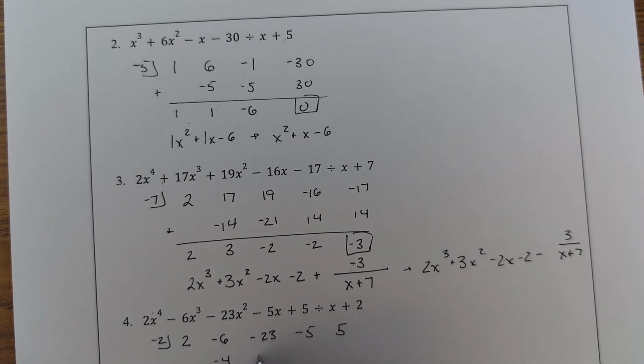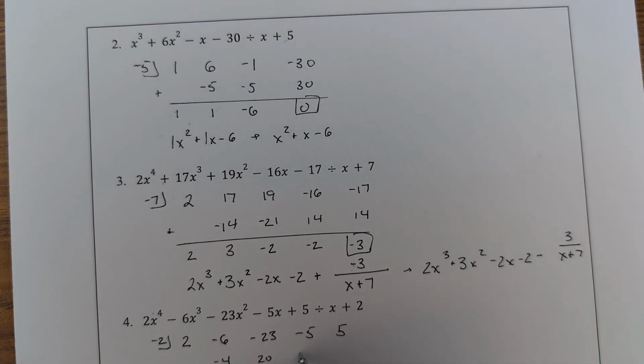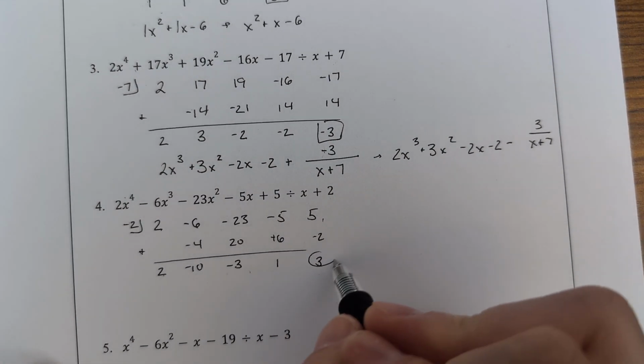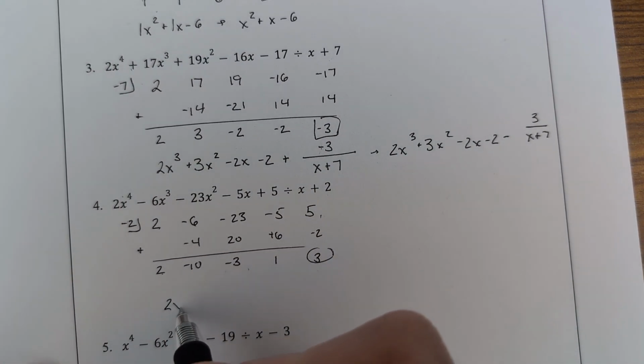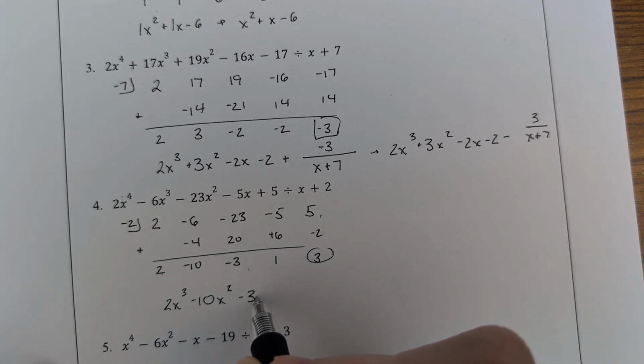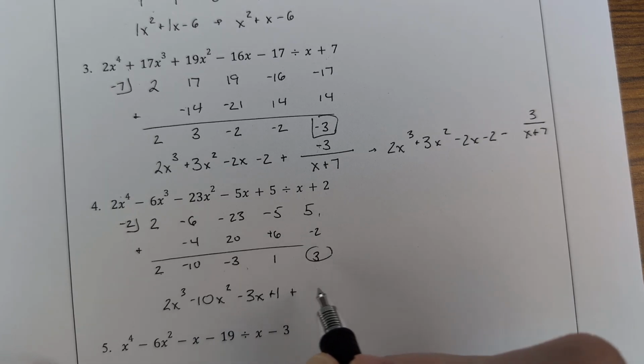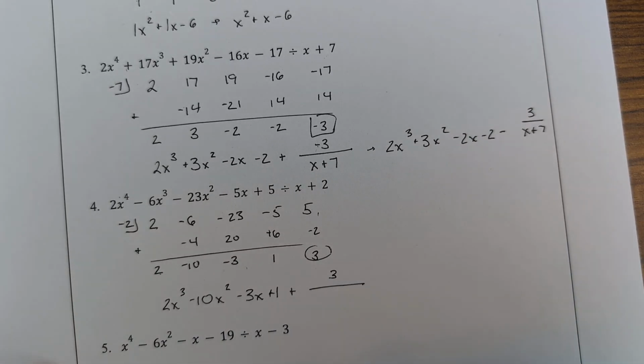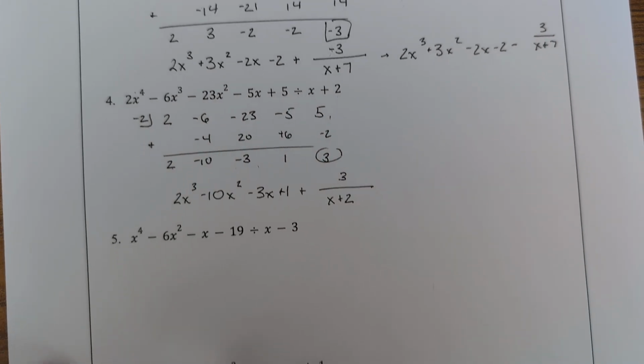Negative 2 times negative 10 is 20, add down. Negative 2 times negative 3 is negative 6. No, it's not, it's positive 6. Add down is 1. Negative 2 times 1 is negative 2. Add down is 3. So once again, I have a remainder. So 2x cubed minus 10x squared minus 3x plus 1 plus fraction, remainder on top, divisor on the bottom.